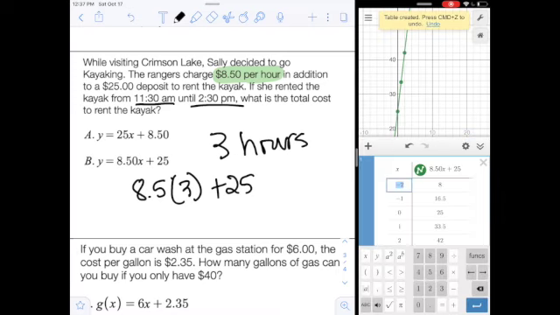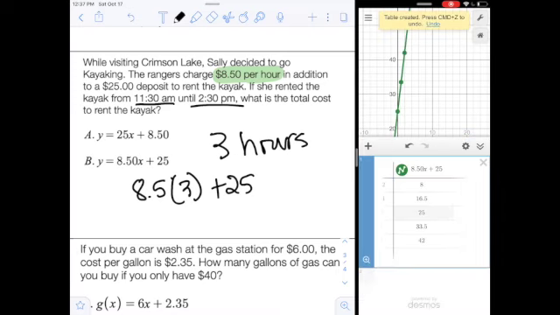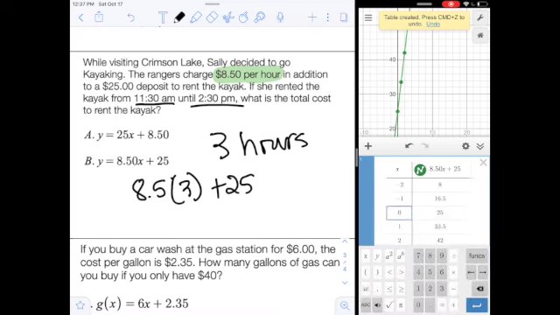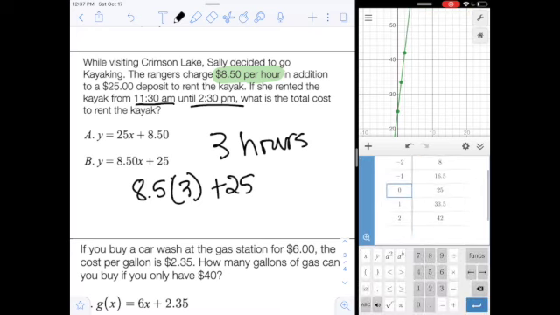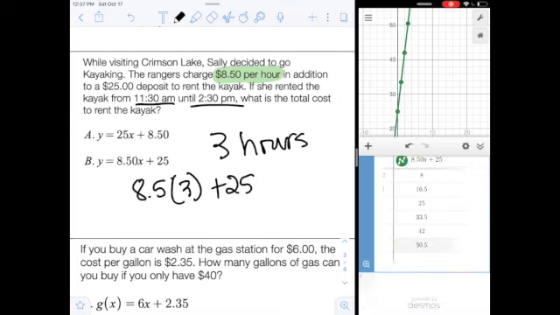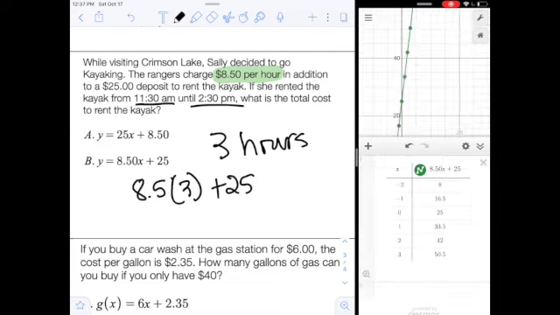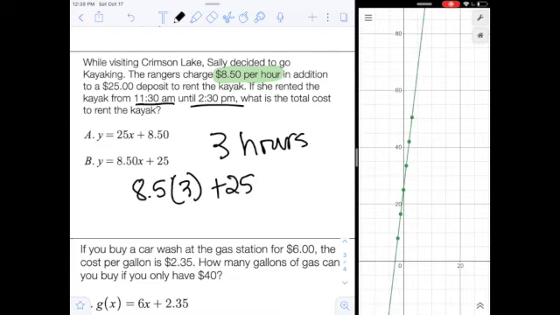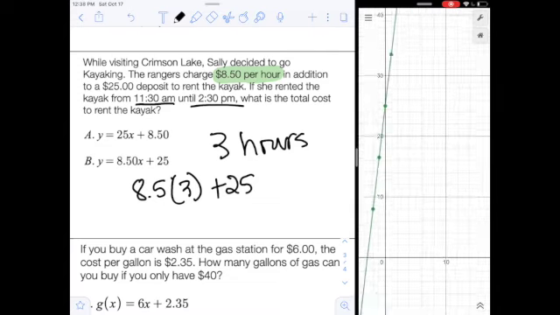You can also come over here and look at a table. Not looking at our y values, right? And not even looking at our negatives, because you can't have negative hours, right? Time can't be negative. So I wonder if I came over here and I plugged in 3 hours. Then we would have this value over here, $50.50.